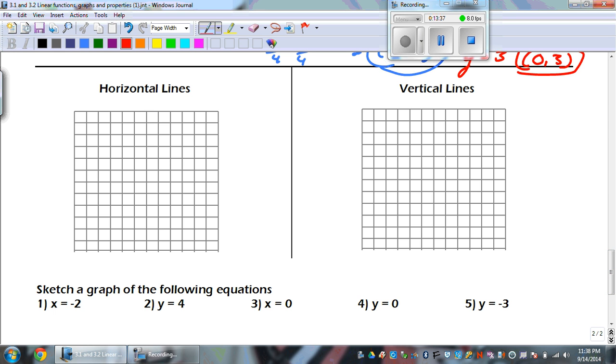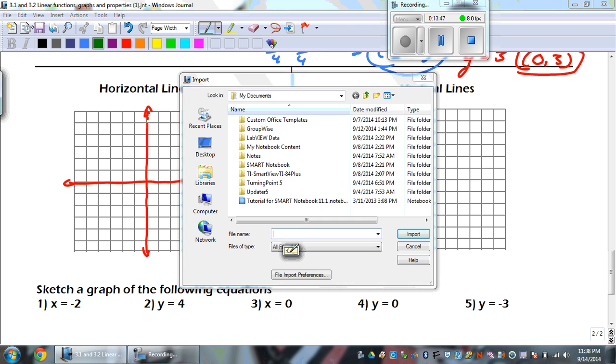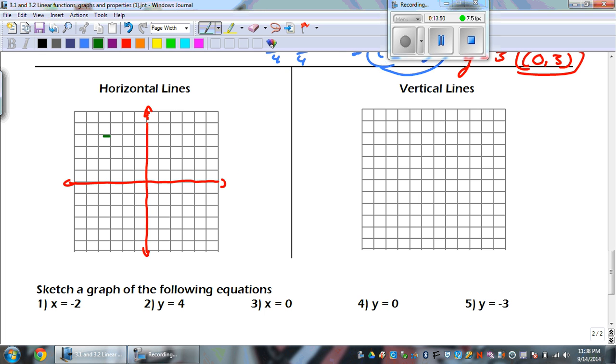Okay. I'm going to draw you a horizontal line. Let me get my axes in there. And let me draw you a horizontal line. So right here. Okay? Now, let me put a bunch of points on this line. There's 1, 2, 3, 4 points. Okay, let's write all 4 of these points down. It would be 0, 4, negative 1, 4, 1, 4, and 2, 4.